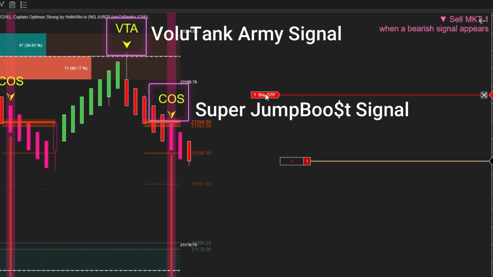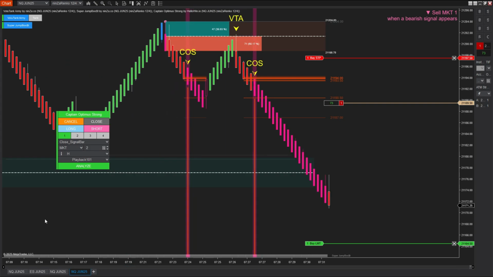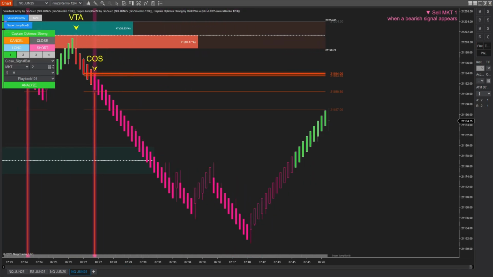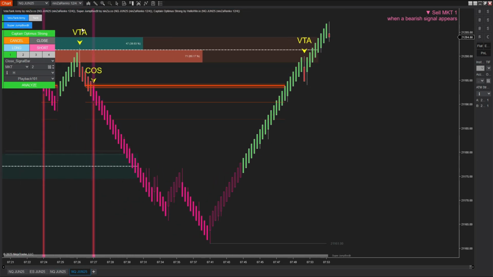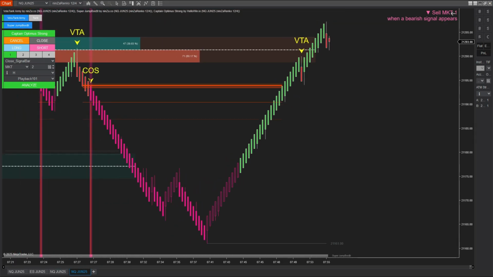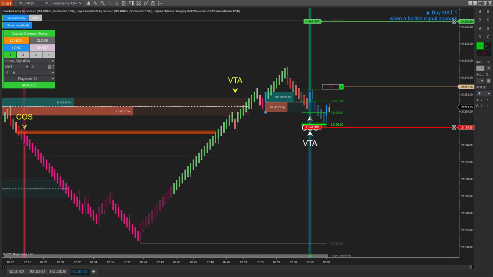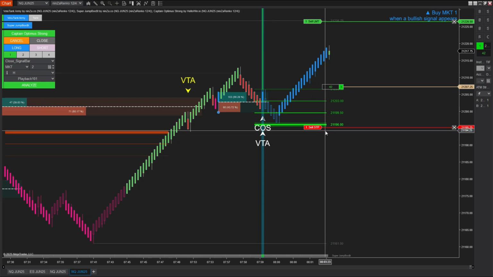First, we wait for a sell signal from VoluTank Army at a supply zone. But we don't take the trade immediately. We only enter if a sell signal from Super Jump Boot appears shortly after. This gives us two powerful layers of confirmation. The supply zone from VoluTank Army indicates real distribution pressure in that area. The sell signal from Super Jump Boot becomes more reliable, as it's backed by a known resistance zone.